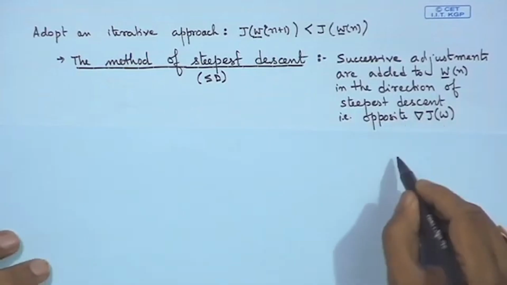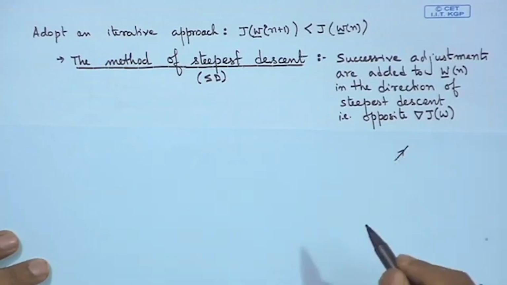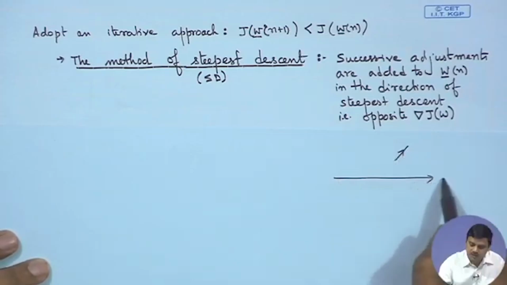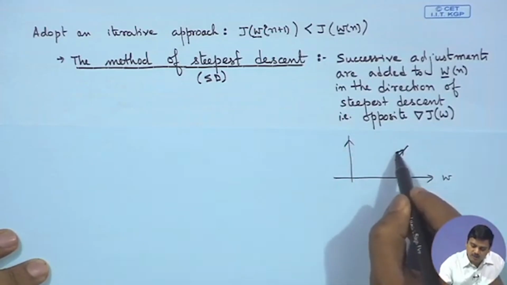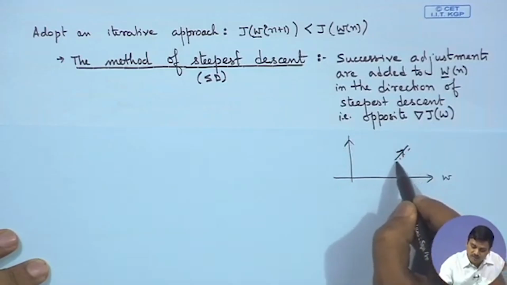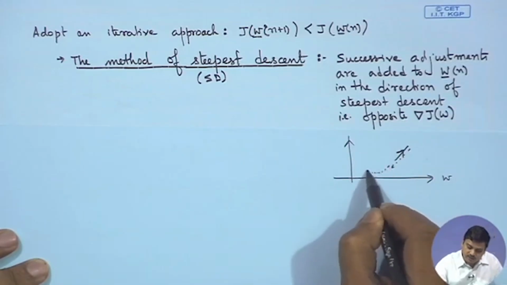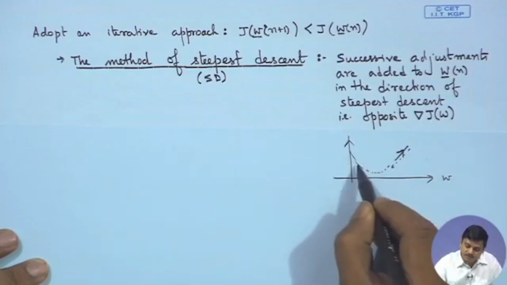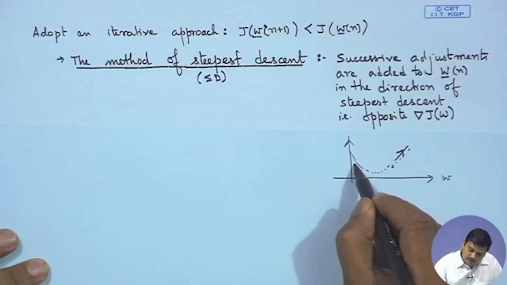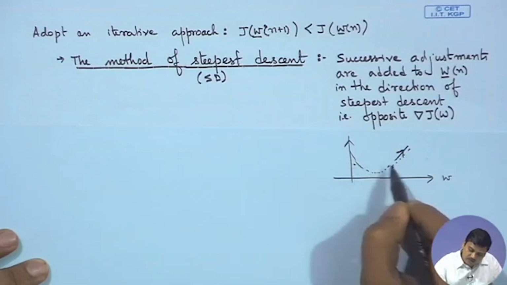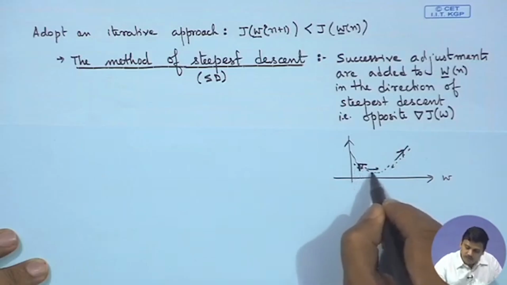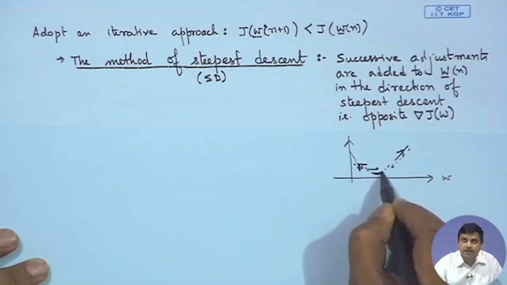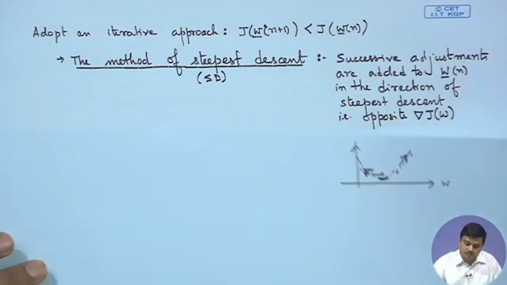So, if the slope is in this direction, that means if there is some W, let us say, and this is the cost function, if the slope is in this direction, we would like to go in this direction, and if it is a bowl like this, if we are here and the slope is in this direction, we would like to come down so that we attain the minimum of the cost function.